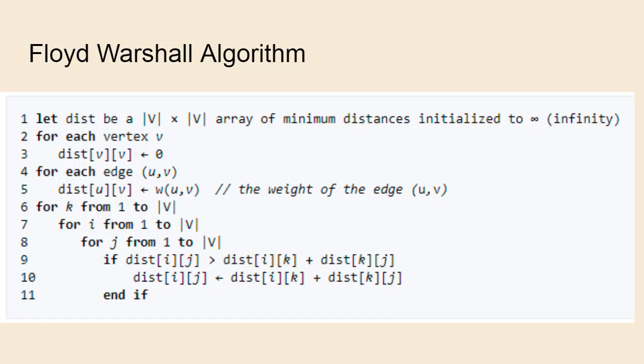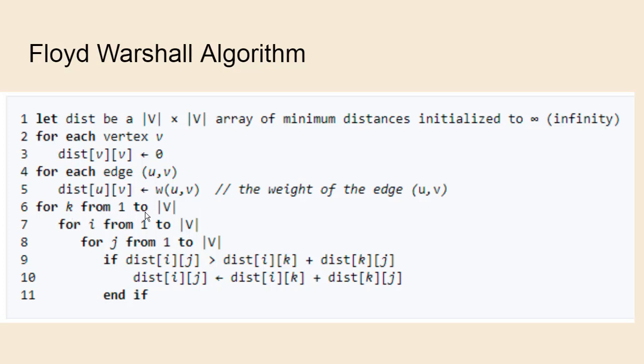So this is the pseudocode for the Floyd Warshall algorithm. It's a triple loop. First there is initialization. We want to initialize a distance array between every pair of nodes. Every node to itself has distance 0, and for any edge UV, we assign the distance to be the weight. Other pairs are initially assigned infinity. After initialization, it's just this triple loop.